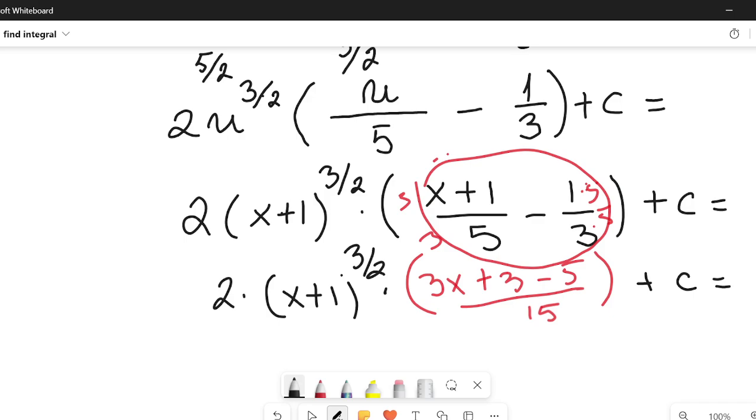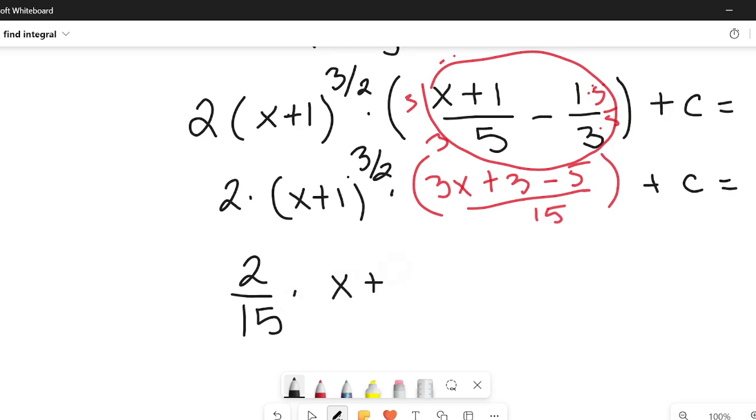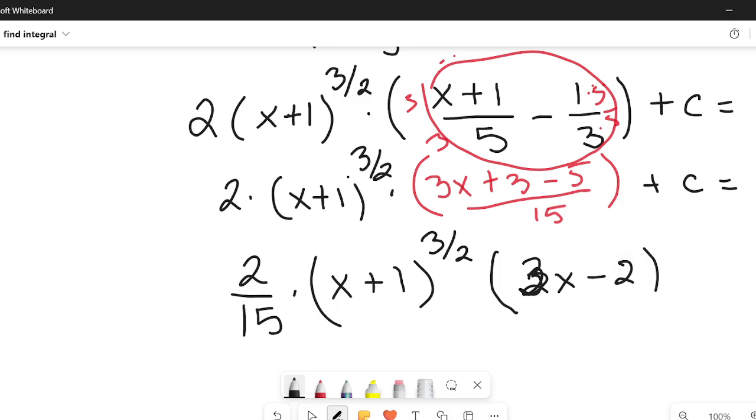So if we simplify that, and we put 15 in front, the final answer here is going to be 2 over 15 times x plus 1 to the power 3 over 2, and here we're going to have 3x minus 2, plus c. And that is the final answer.